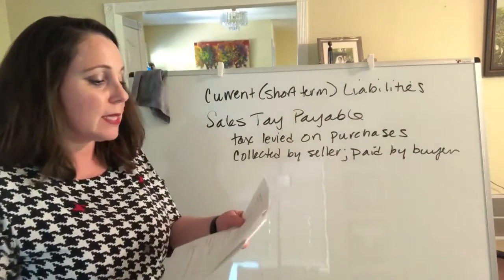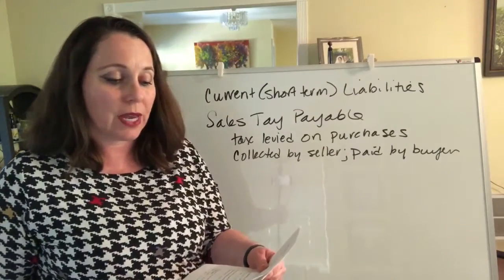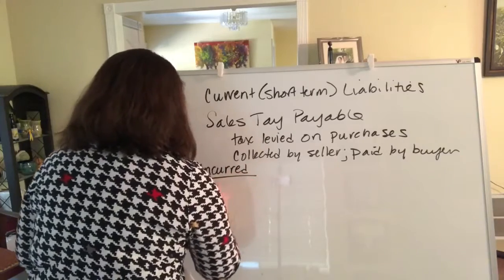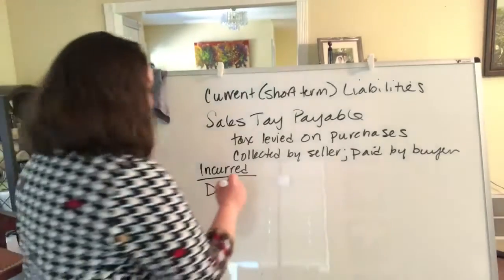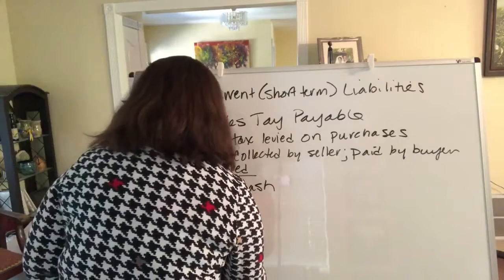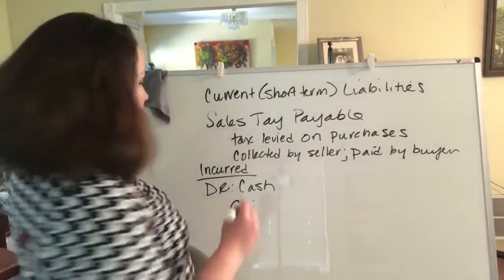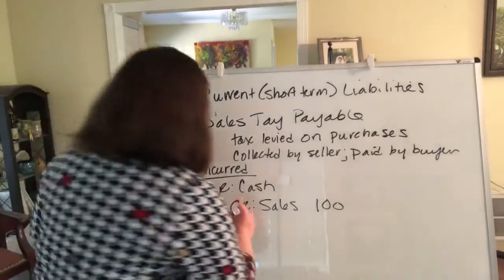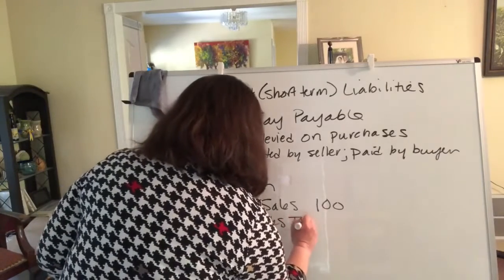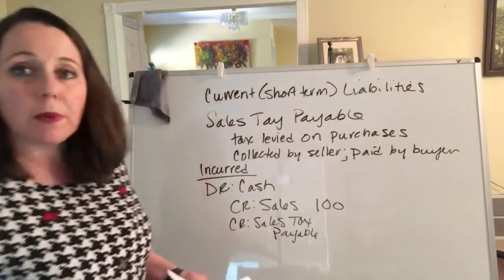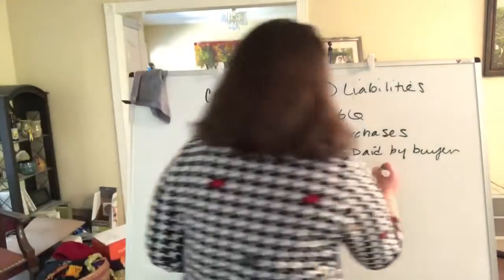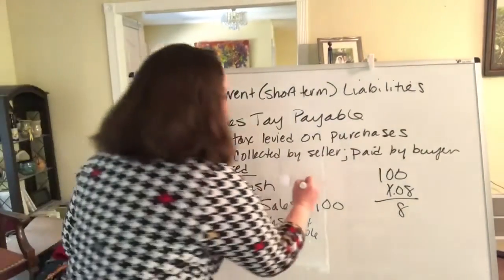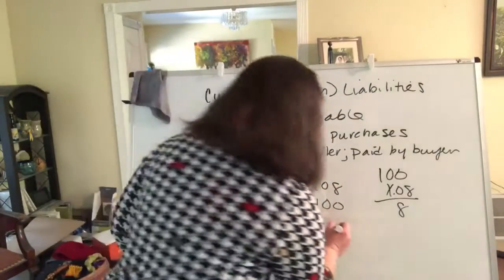All right, so let's go through an example. The example is we sell a taxable service for $100 and the sales tax rate is 8%. So when the liability is incurred, we are going to debit cash. We're going to credit sales for $100. And then we need to calculate our sales tax. So we're going to credit sales tax payable, and it's going to be for 8% of the sales price. So $100 times 0.08 is going to be $8. So the total cash we're going to collect is going to be $108. And to make our debits and credits equal, our sales tax payable is $8.